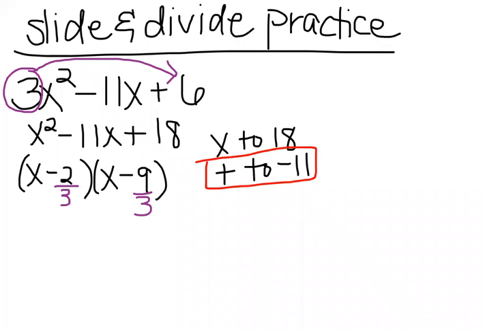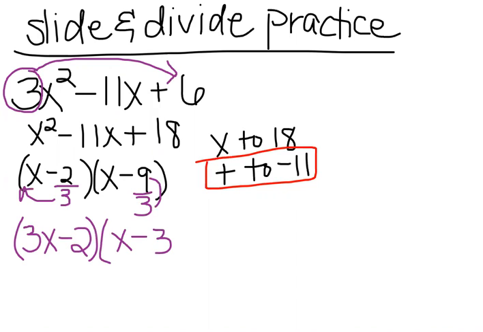And what happens when we do that is we move that denominator in front of the x. So this term will now be a 3x minus 2. But when the division does work, like this fraction here, 9 divided by 3 gives you 3, we will just do that division and simplify to x minus 3. So this is your final answer.